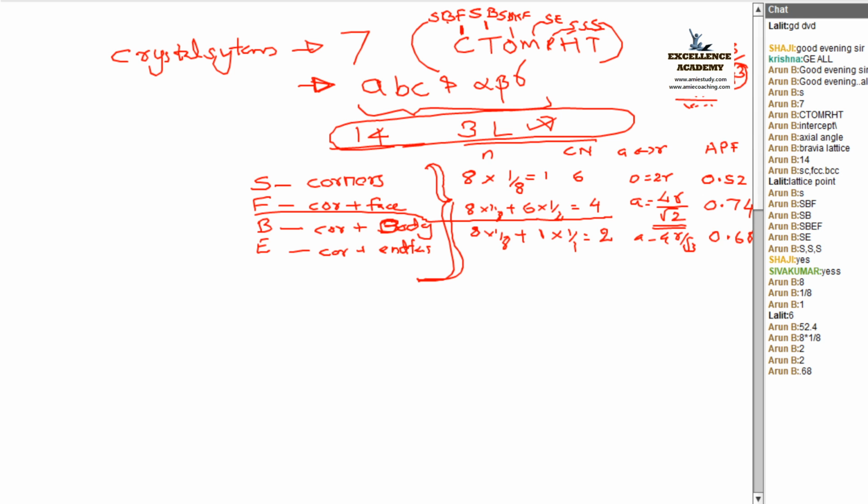Yes. Next comes the HCP structure, right? HCP structure, the effective number of atoms is how much? There are a lot of things there, isn't it? 12 into 1 by 6, that is, 12 corner atoms are there, shared by 6 unit cells, right? Plus 2 end face atoms, shared by 2 unit cells. Next, how many body centered atoms? 3 body centered atoms are there, shared by 1 unit cell. The effective number is 3 plus 1 plus 2, 6.